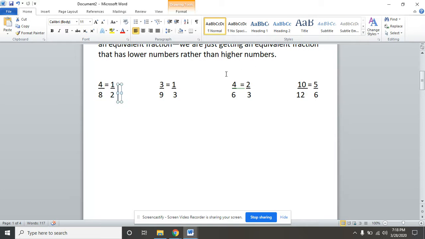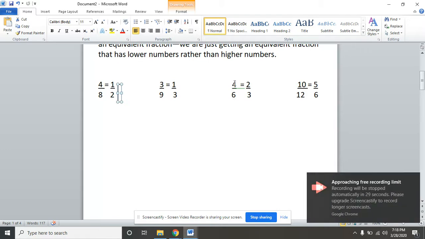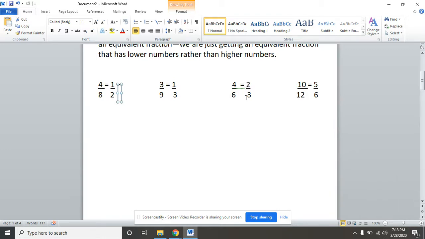Our next one is 4/6. We're going to pretend like we don't know this is over here. What is the greatest number that will go into both 4 and 6? 2. 2 will go evenly into 4. 2 will go evenly into 6. And 4 divided by 2 is 2. And 6 divided by 2 is 3. So 4/6 is equal to 2/3.